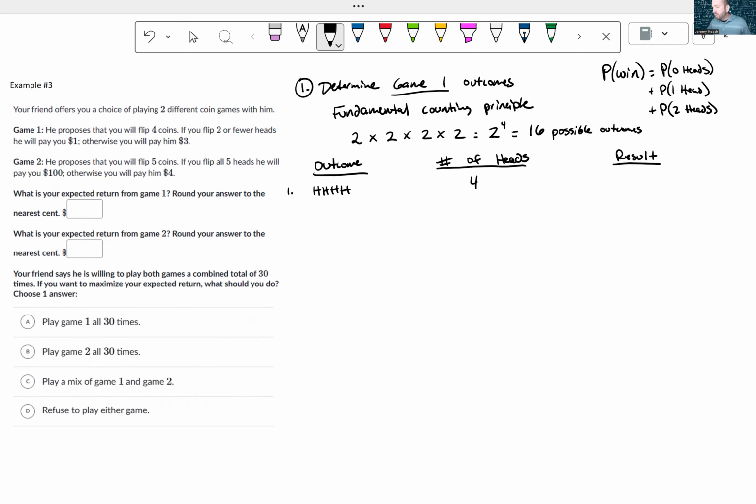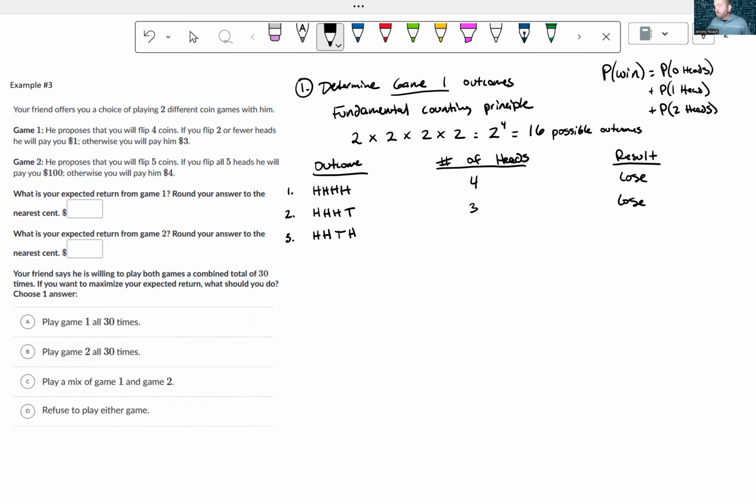So number of heads, we have 4 heads, and we have to have 2 or less to win. So our result is we lose. The next one, heads, heads, heads, tails. There's 3 heads there, and we lose. And it might take you a little while to write all these out. Just try to find a pattern that works for you.